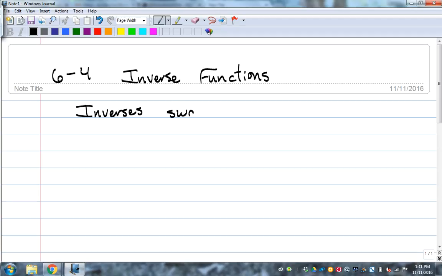Inverses swap x and y. Technically, the technical definition is it inverts the domain and the range, so it just exchanges those. But it swaps x and y, and that's how we're going to do that. So what we're going to do is find the inverse for a function.